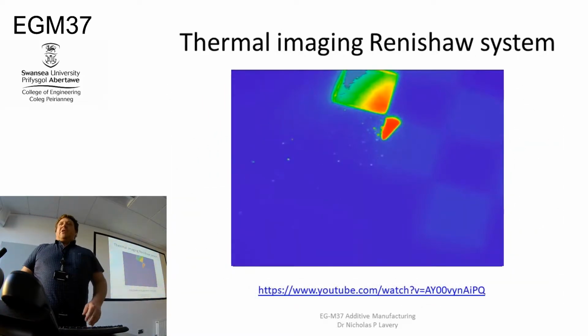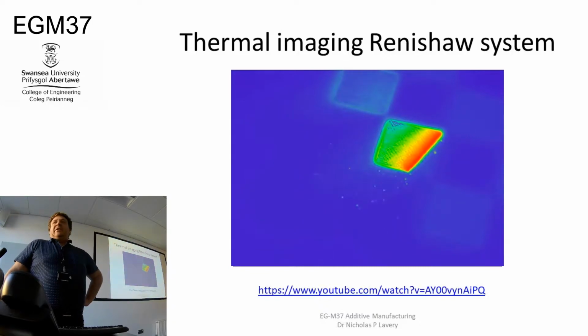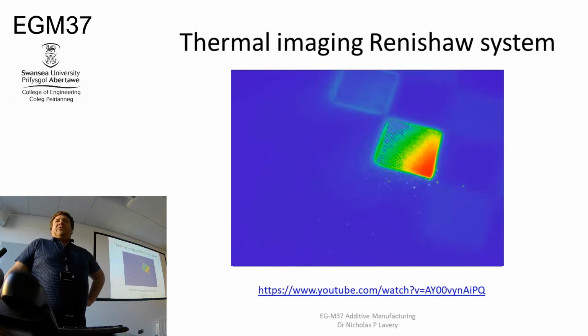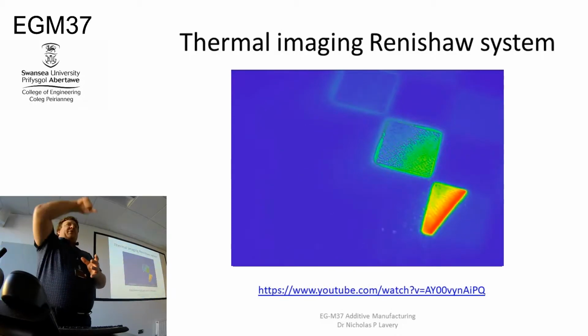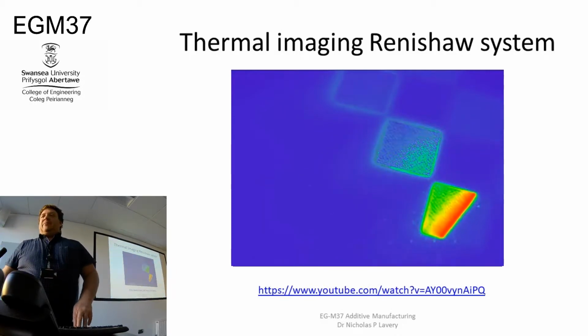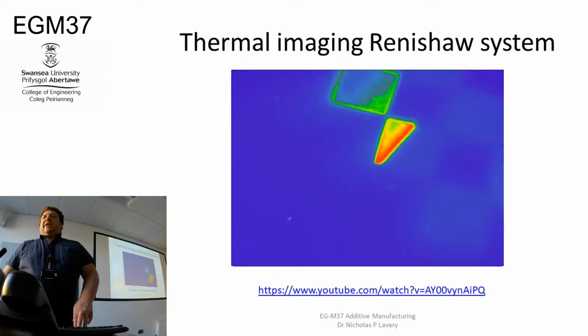Some more thermal imaging on a Renishaw machine. This isn't actually one of ours. It just shows you, on a number of hatch patterns, some of the temperature build-up and how it cools down behind it. And you can see that last flash when the laser goes around the outer contour of the hatch pattern to finalize it.